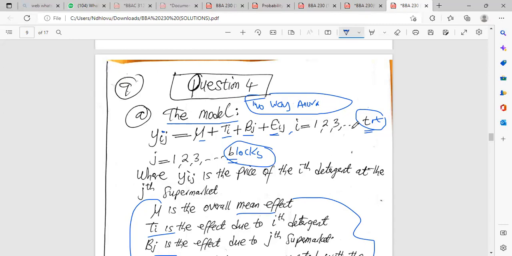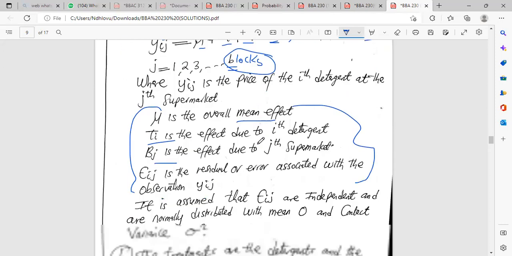Getting down to the blocks, there can be 1, 2, 3, 4, up to a number of blocks. But you need to just indicate that the I represents the treatments and the J represents the blocks. So the breakdown of these, there's no problem.